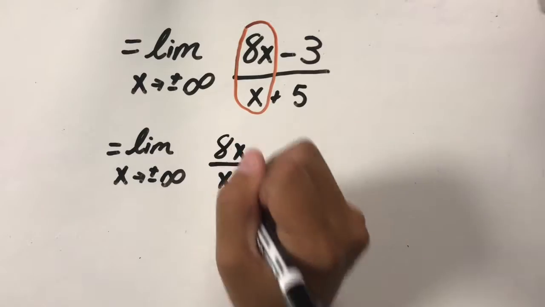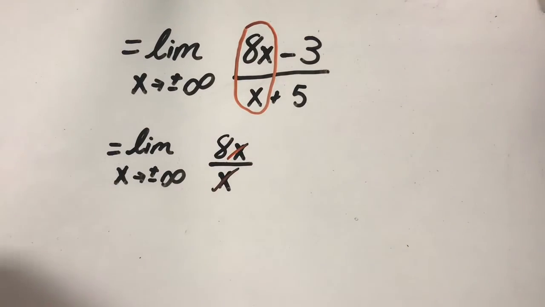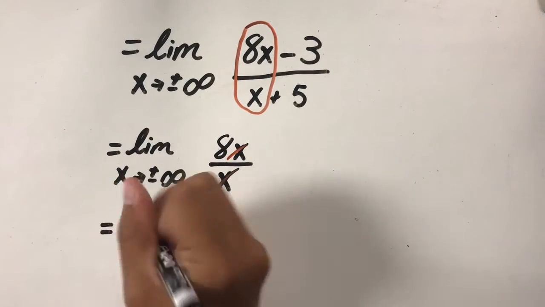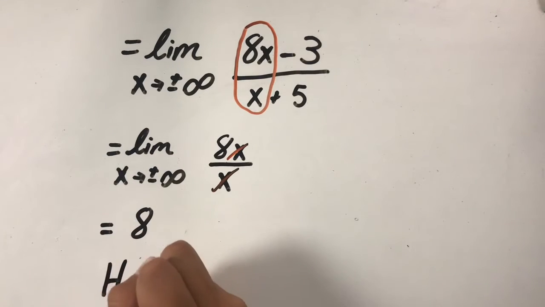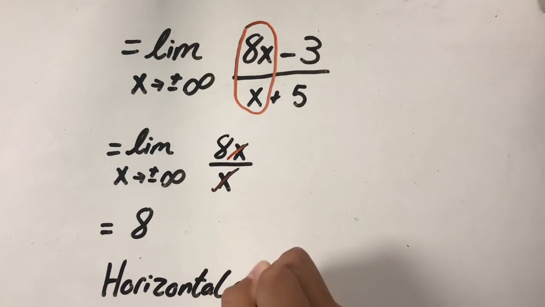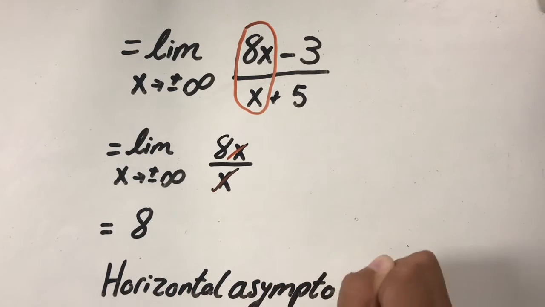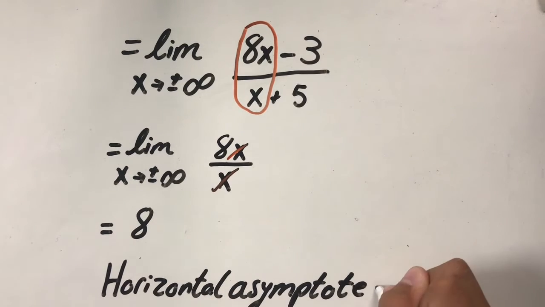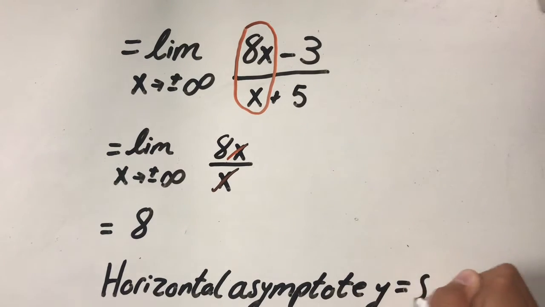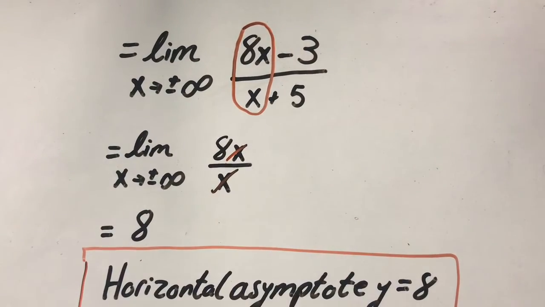We can then cancel out the x's in our problem. So when we cancel out our x's, our answer would be 8, and the horizontal asymptote would be y is equal to 8. This method can only be used if x is approaching positive or negative infinity, since infinity goes on forever.